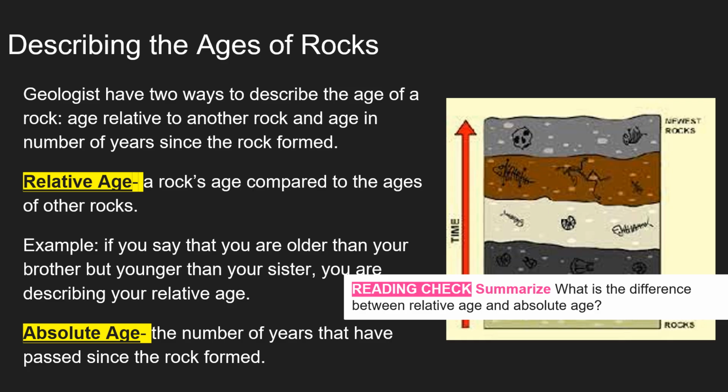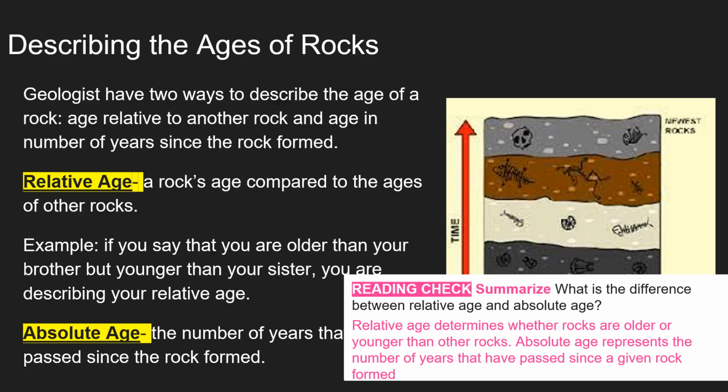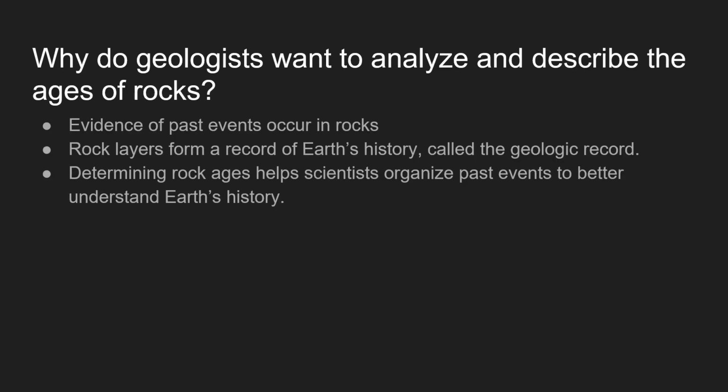Reading check. What is the difference between relative age and absolute age? So relative age determines whether rocks are older or younger than other rocks, whereas absolute age represents the number of years that have passed since a given rock formed. Why do geologists want to analyze and describe the ages of rocks? It provides evidence of past events that occur in rocks. Rock layers form a record of Earth's history called the geologic record. And determining rock ages helps scientists organize past events to better understand Earth's history.